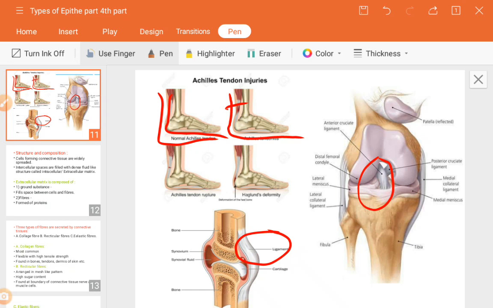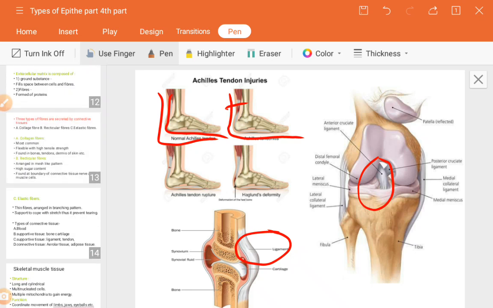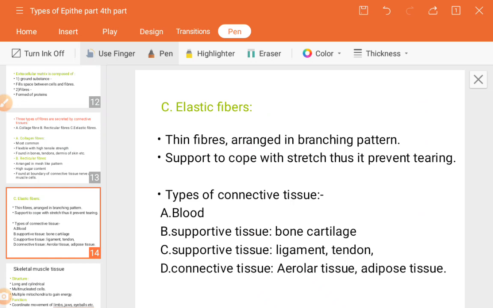Next one is loose connective tissue, that is areolar tissue and adipose tissue. In areolar tissue, the cells are widely dispersed in the extracellular matrix. What are the characteristics of areolar tissue? It has loosely organized fibers, abundant blood vessels, and enough empty spaces. So it consists of enough empty spaces, loosely organized fibers, and abundant blood vessels.